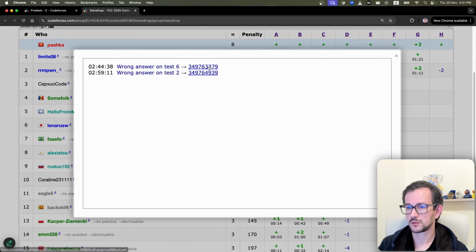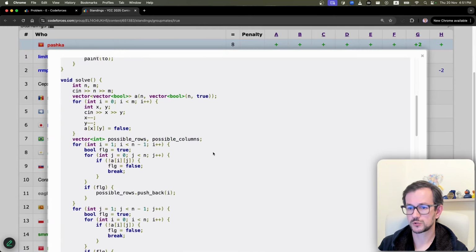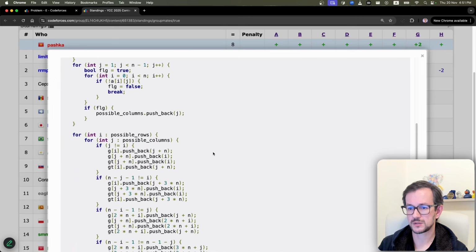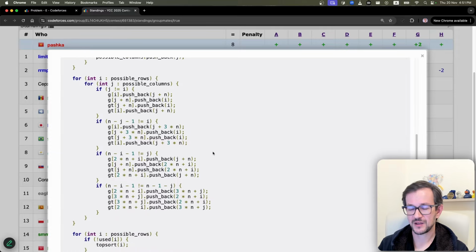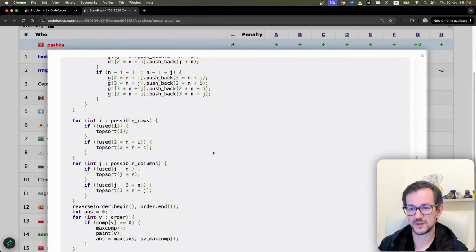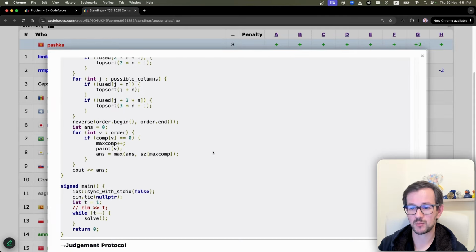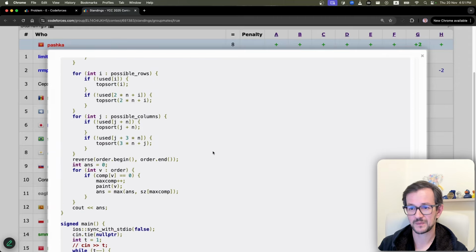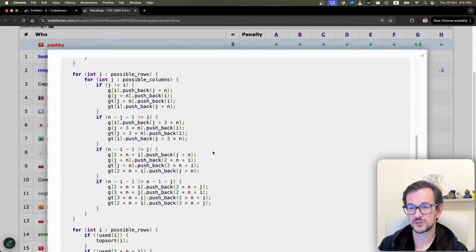Someone else? Top sort. Okay, that's something really hard. That was something I planned to do when I first read this problem. I think it should be something like this. Luckily, it was not.